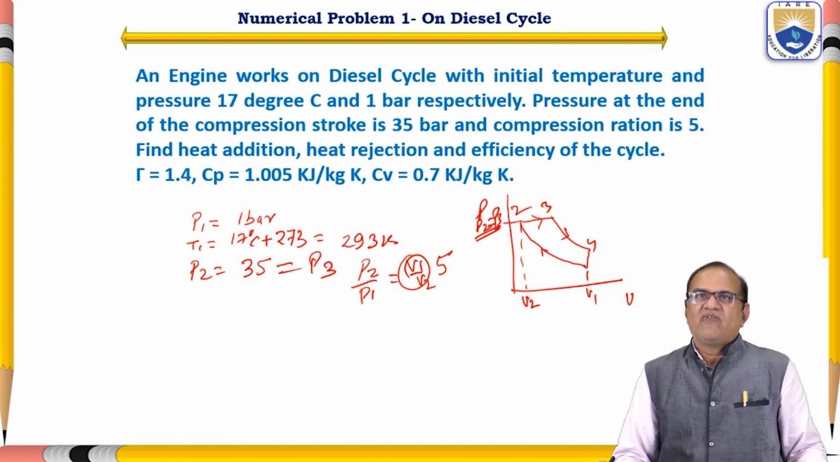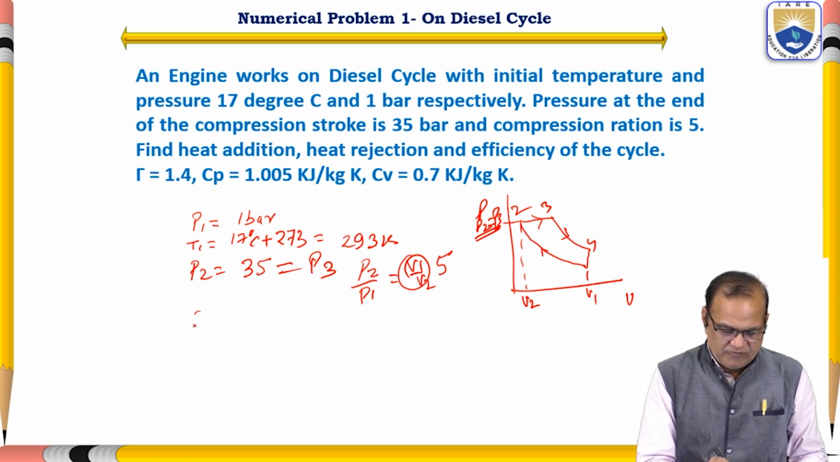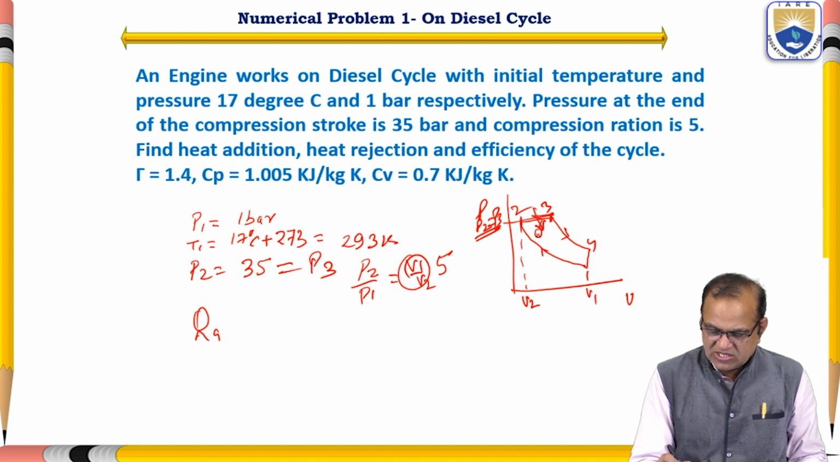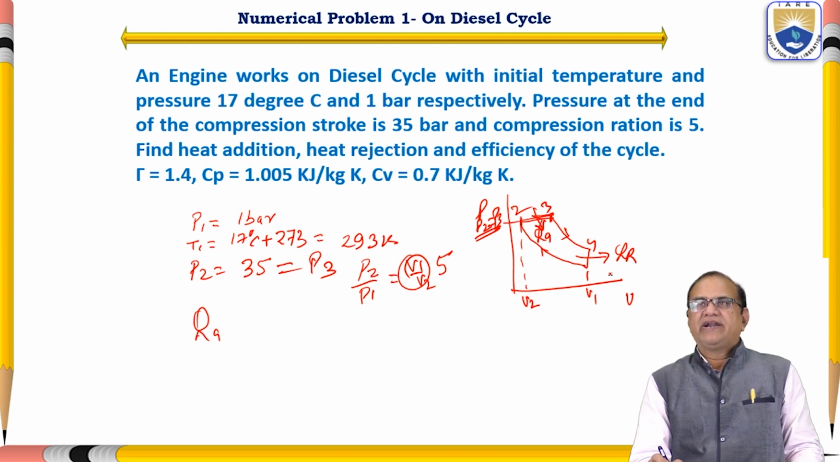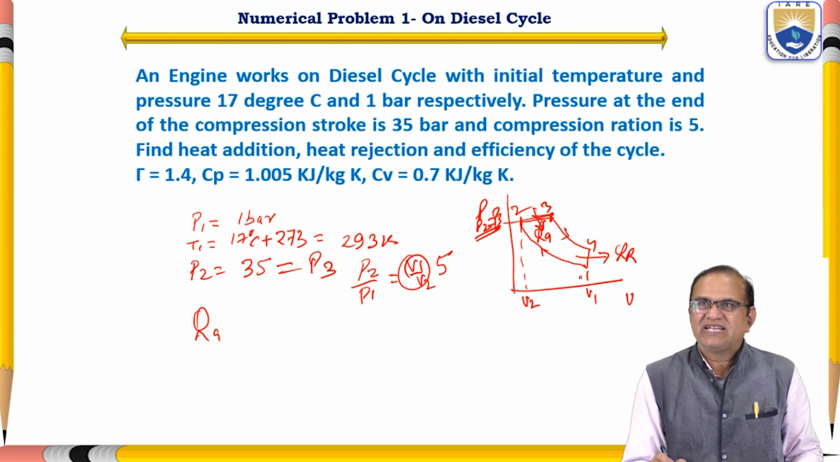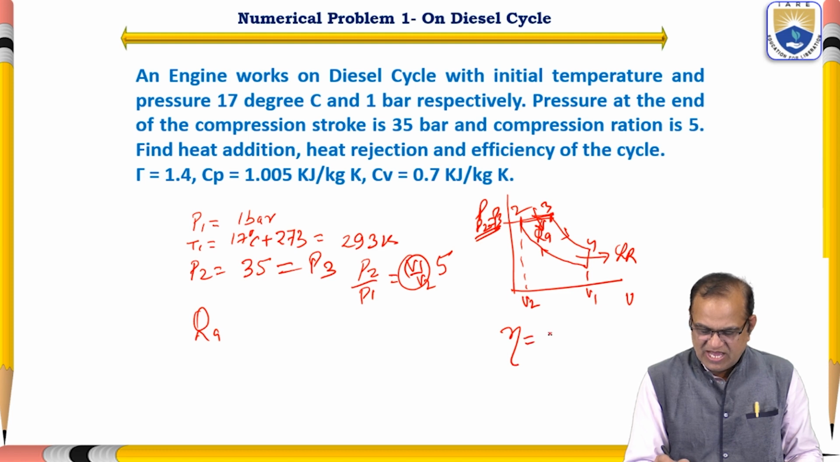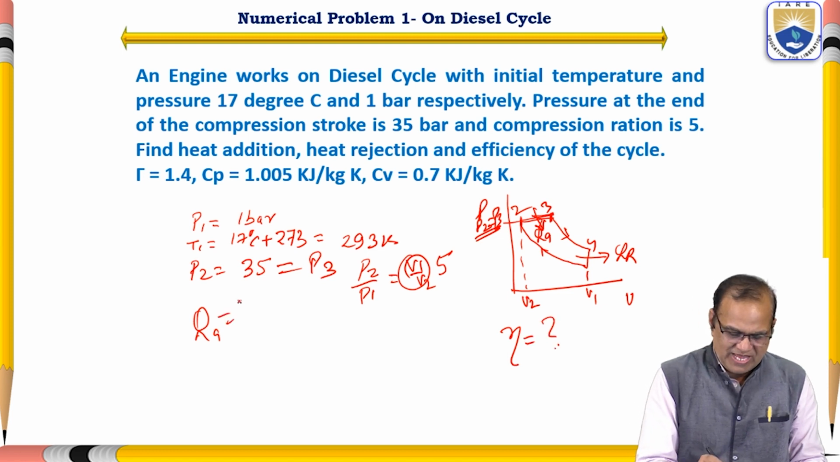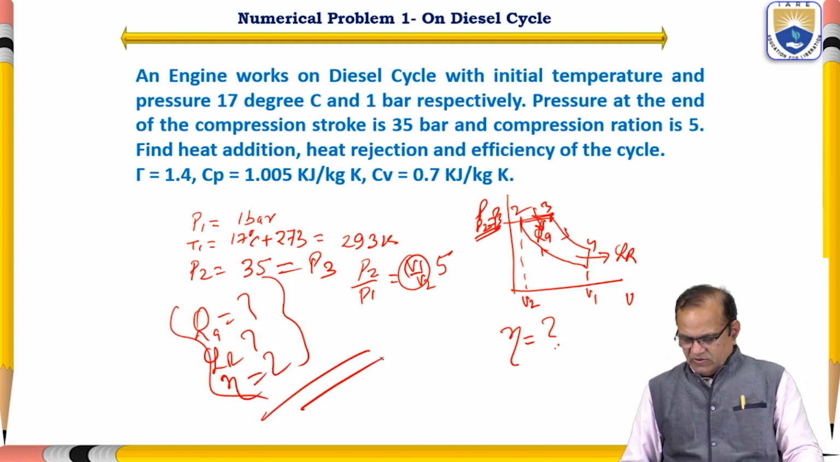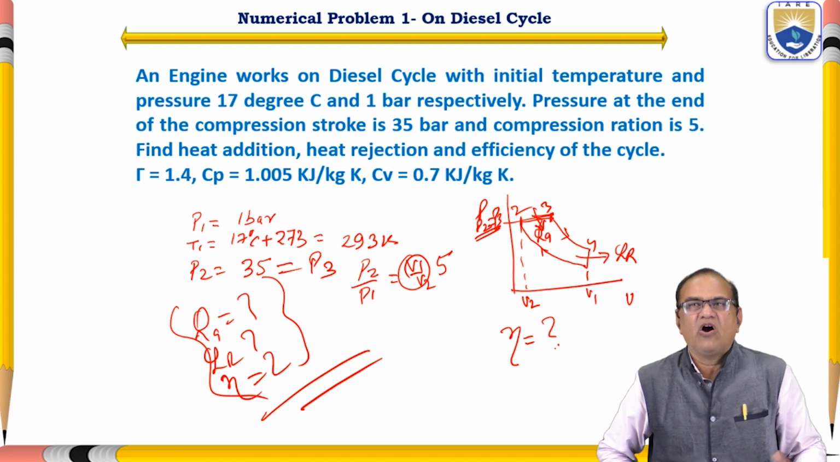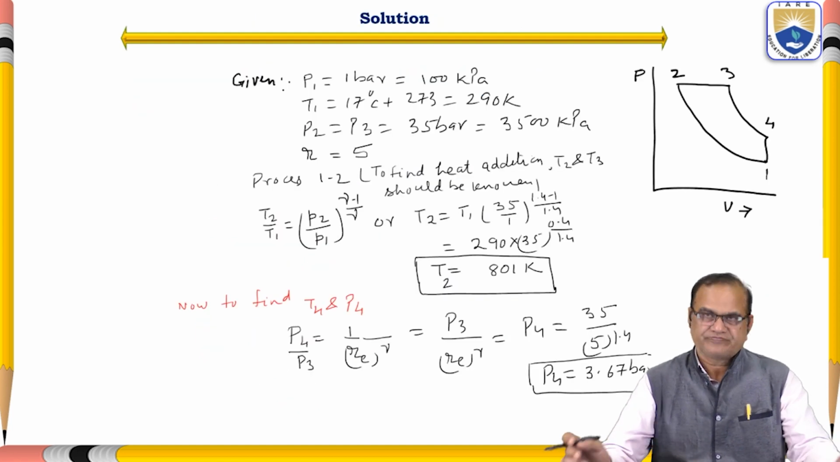So find the heat addition. We have to find out QA, means from 2 to 3 how much heat is added. This is the QA, and here is the QR, how much heat is rejected, and the efficiency eta we have to find out. QA, QR and eta, these things we have to find out. So we will go ahead and see how we can solve the problem.